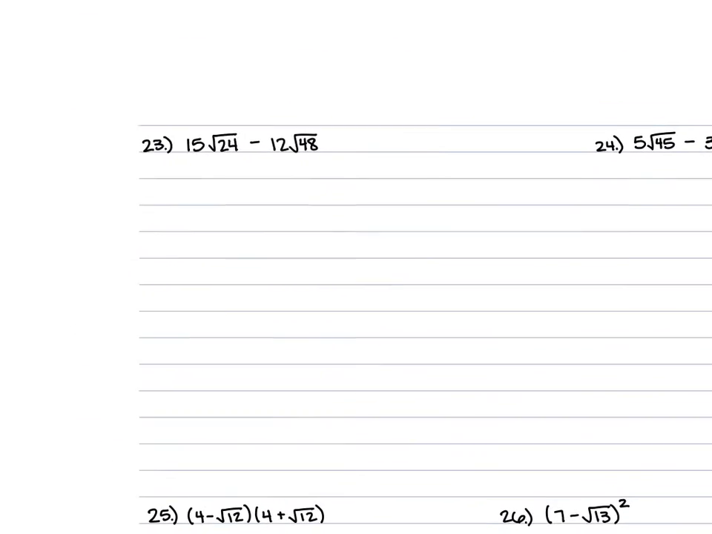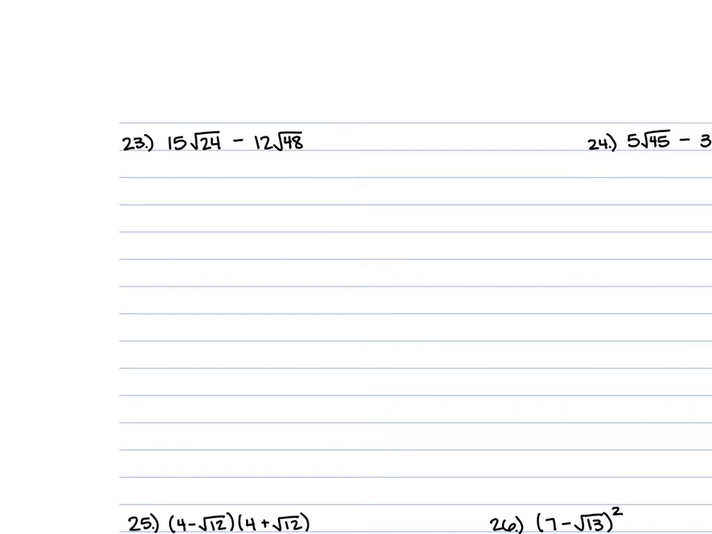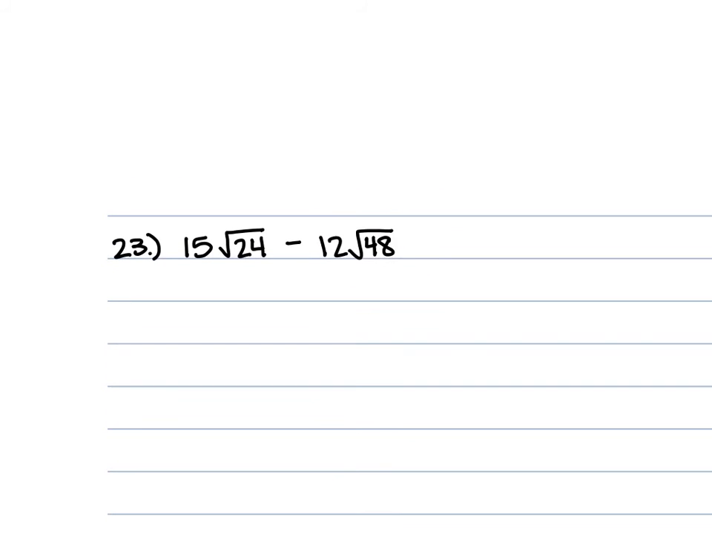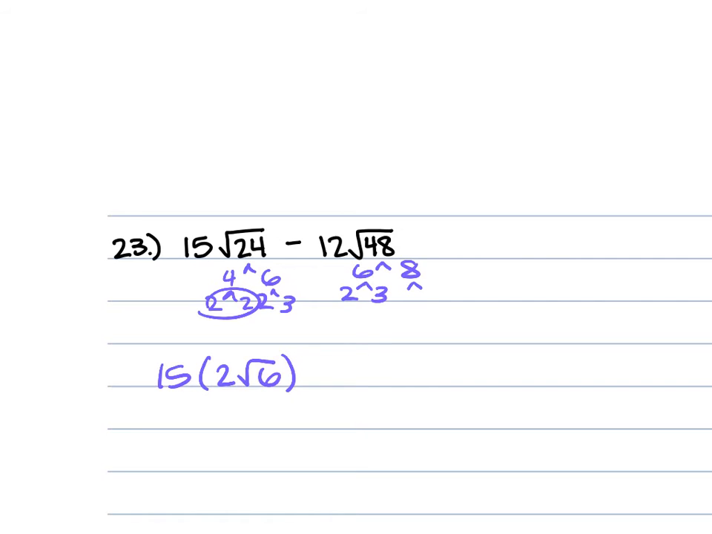For our next one, we have 15 square root 24 minus 12 square root 48. So we're just simplifying this. The 24 is 4 and 6. 4 is 2 and 2. 6 is 2 and 3. So this is going to be 15 times 2 square root 6. The 48 is 6 and 8. The 6 is 2 and 3. The 8 is 2 and 4. The 4 is 2 and 2. So 2 times 2 square root 3. So this is minus 12 times 4 square root 3.